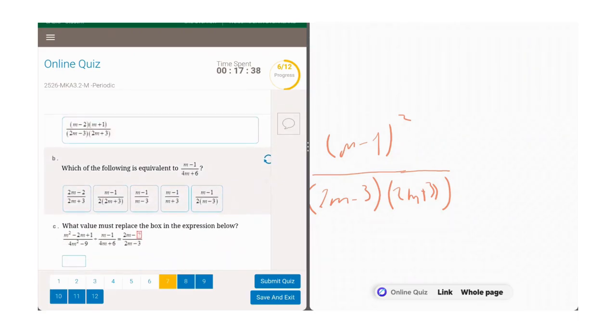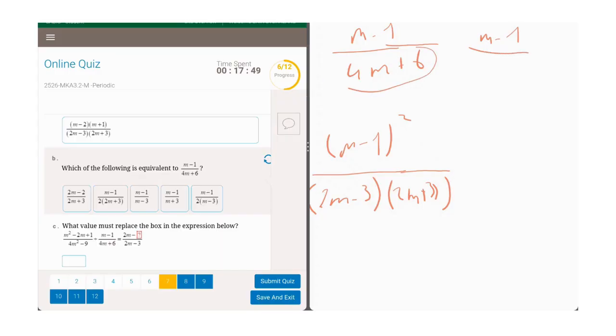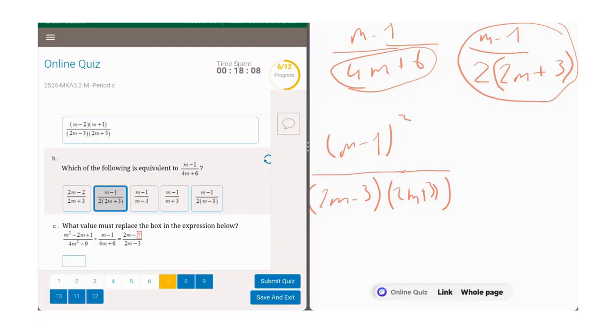Next, for the next fraction, we have m minus 1 into 4m plus 6. This is a lot simpler. We can just leave the numerator and we can factor the 2 out of the expression. We're left with 2m plus 3. So this will be the simplest form. So m minus 1 into 2m plus 3. So this would be the answer.